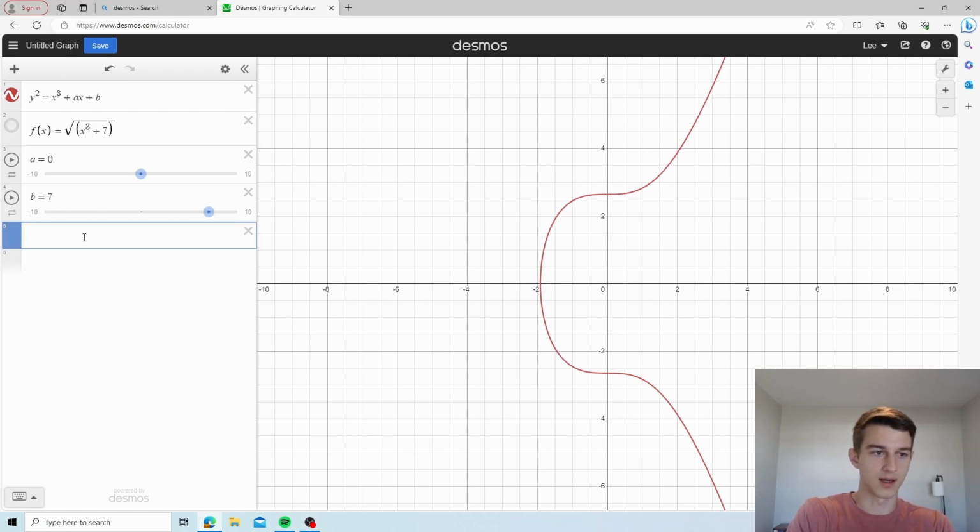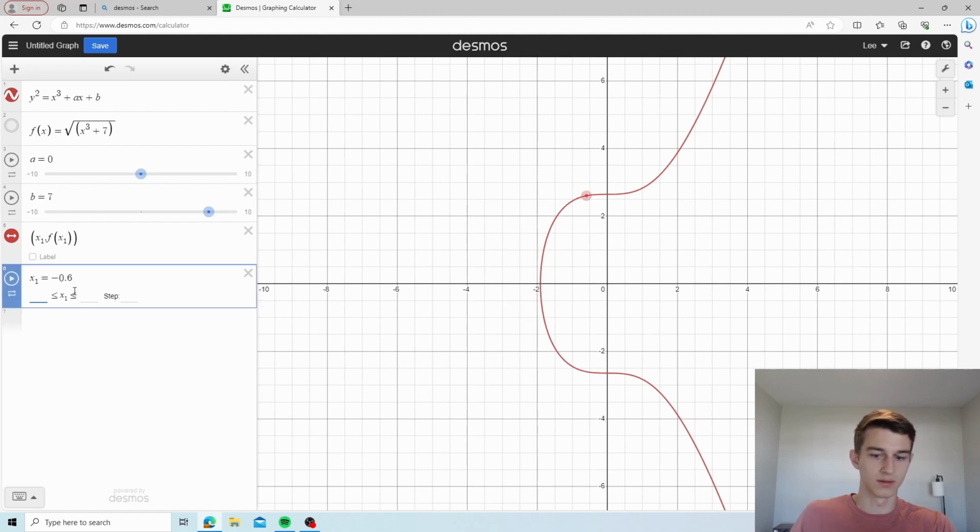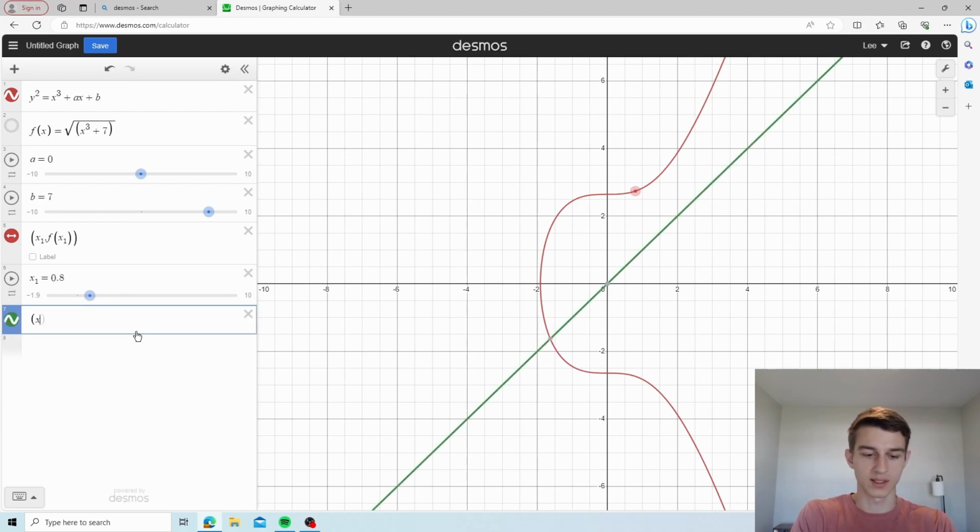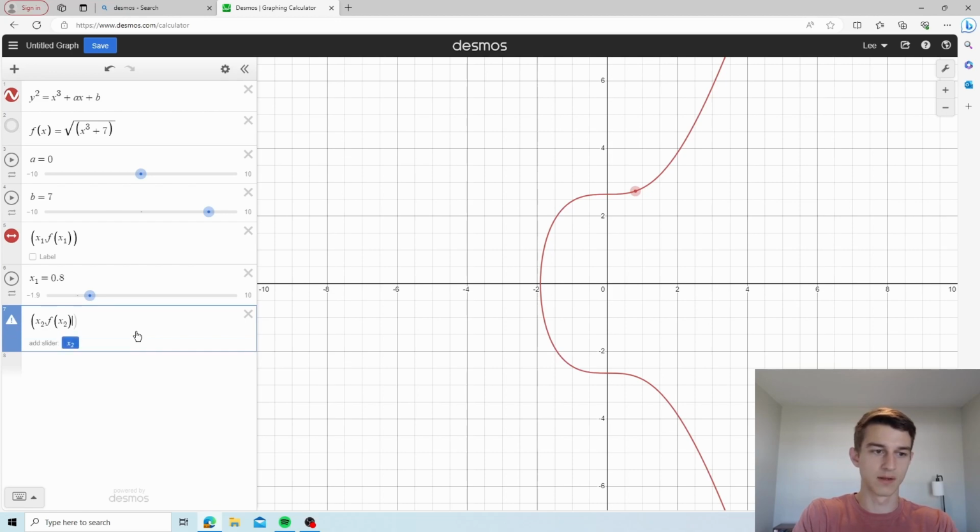And I'll now define a point, x1 and f of x1. Okay, so now we have a point, and we can add a slider as well, that we can move around the positive half of the curve here. And I'll just restrict this to negative 1.9, which is approximately the domain that we have accessible on the positive side. Okay, so let's make one more point as well with x2 and add a slider.